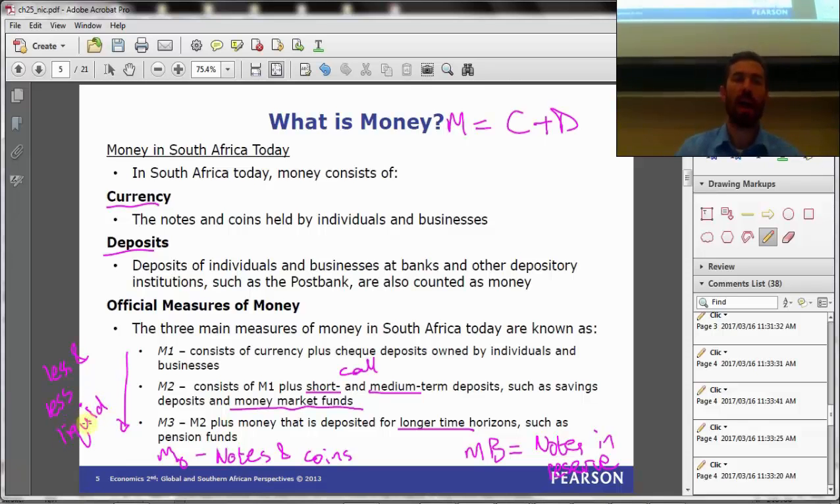Liquid means how quickly can we use it in a transaction to do something. Okay? So obviously if I've got cash in my hand, no stress, I just use it. It's 100% liquid, right? I don't have to wait. If I've got a 7-day call account, I have to wait for 7 days before I can use my money, right? That's less liquid. Now I'm waiting for 7 days. If I have 30 days to wait, even less liquid, okay? So liquid, how quickly can I use it in a transaction? Okay?